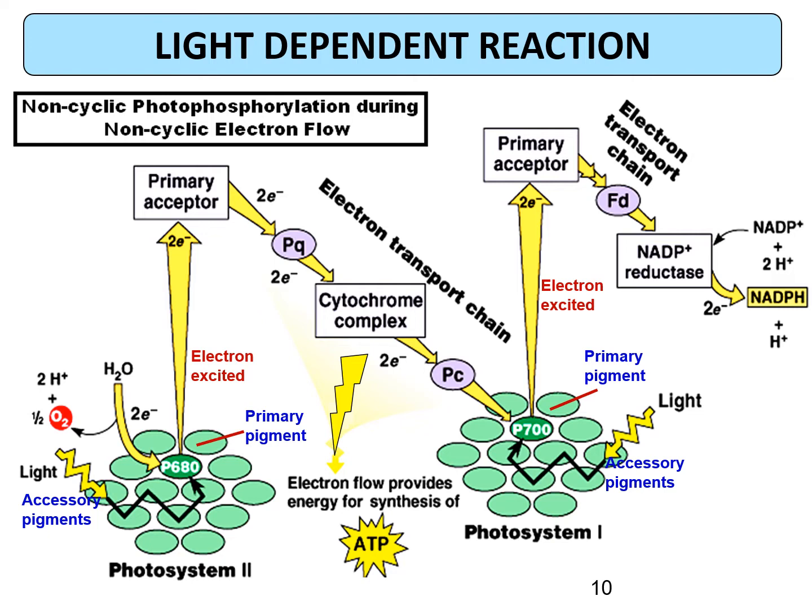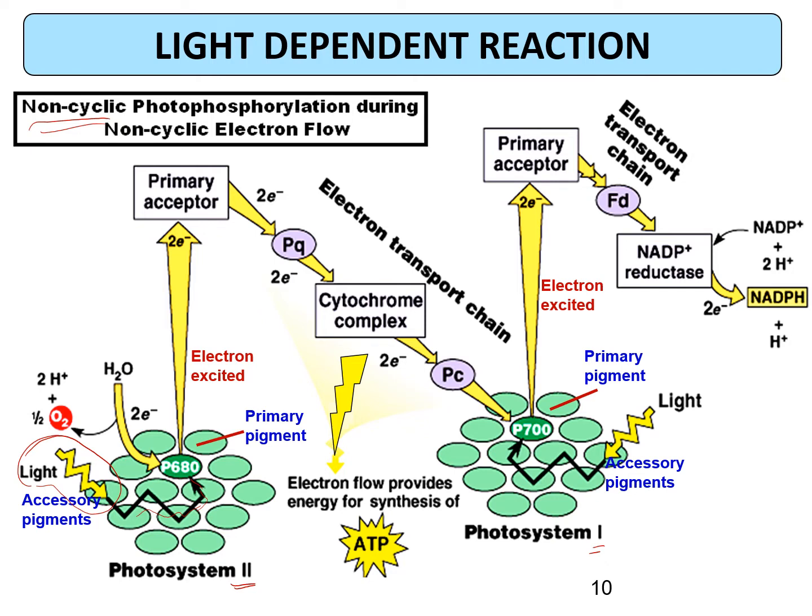This is the whole schematic diagram of the light-dependent reaction. Since this diagram shows the involvement of photosystem 2 and photosystem 1, we can conclude that this is non-cyclic photophosphorylation or non-cyclic electron flow. If you were to explain this diagram, the photon is absorbed by the accessory pigments, and then the energy is transferred to the reaction center.